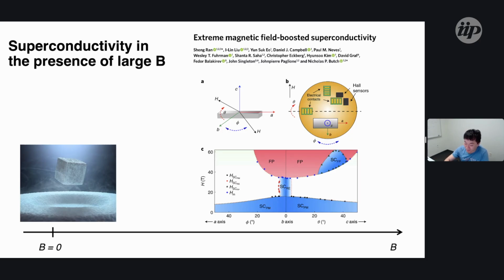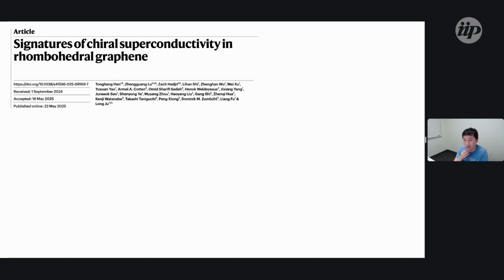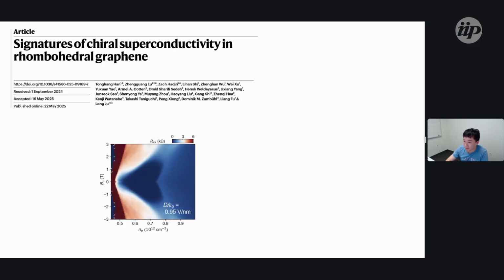But in the direction of searching for an unconventional, potentially P wave superconductor, some progress has been made recently in multilayer graphene materials. This work came out from Long's group at MIT, I think about a year ago. And they have two outstanding observations. One of them is that there is one superconducting phase that seems to be fairly unique, in the sense that it's robust against a very large out-of-plane magnetic field.